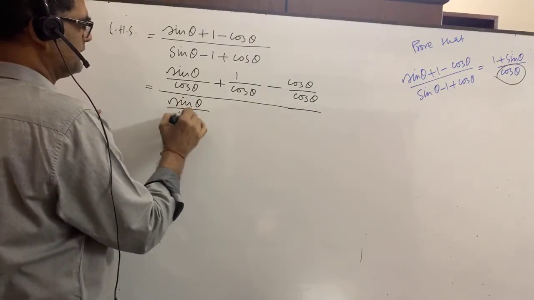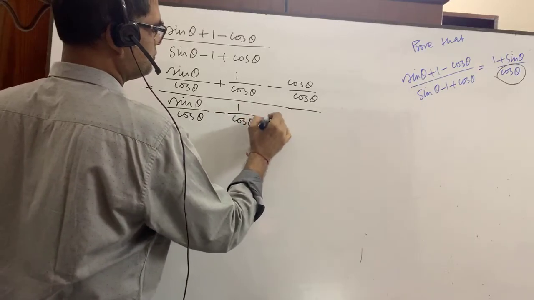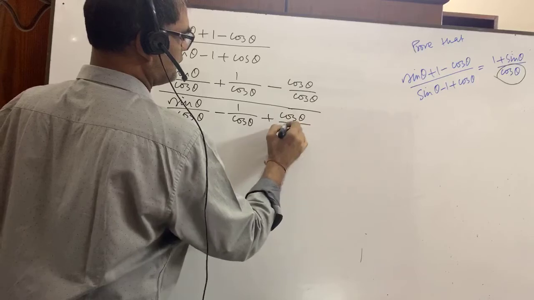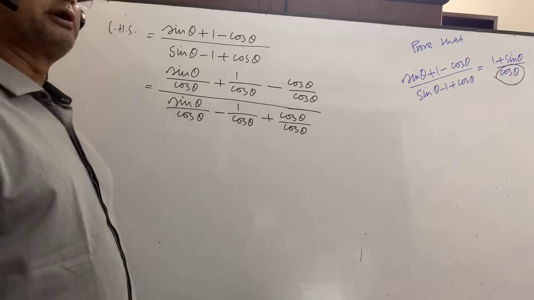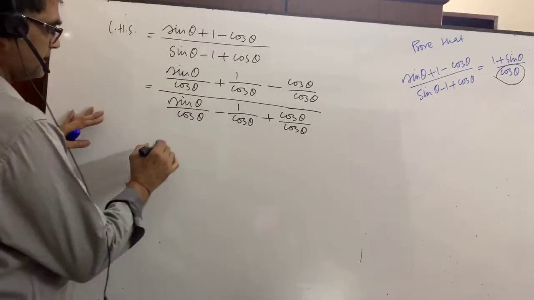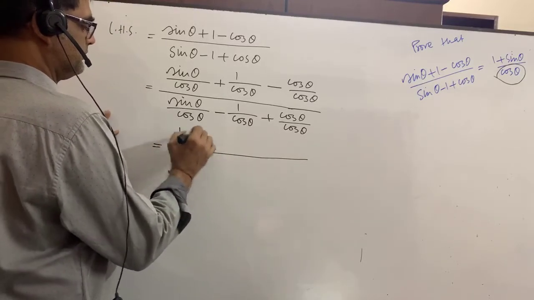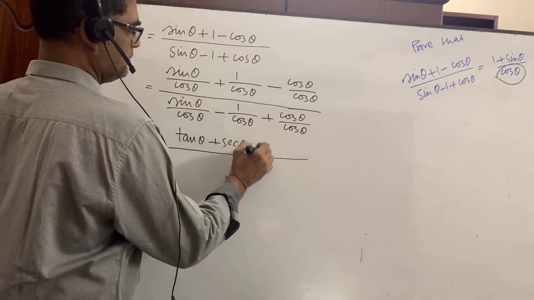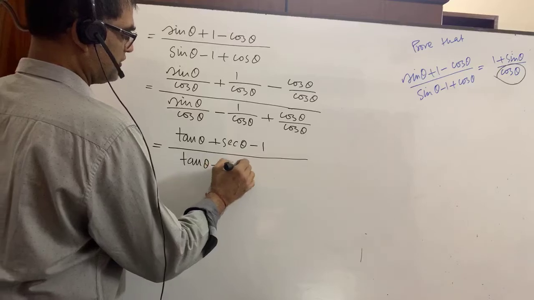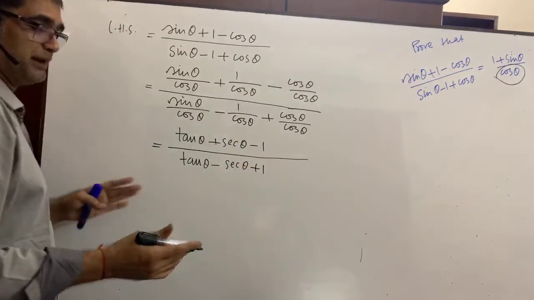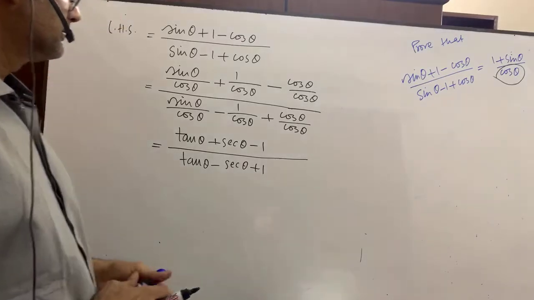sin theta by cos theta minus 1 by cos theta plus cos theta by cos theta. Okay, I have divided both the numerator and denominator by cos theta. That's good. Then what are we getting? We are getting tan theta plus sec theta minus 1, tan theta minus sec theta plus 1, like the previous math. Can you remember, please? Like we got in the previous math. Okay, that's good.